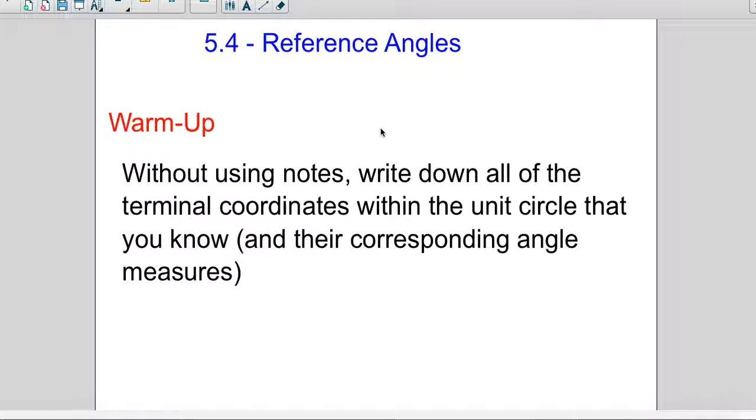You can pause the video, think of all the terminal coordinates that you know off the top of your head, and then resume it when you've written them down. So the terminal coordinates that you should know, right? The obvious ones are 1 comma 0 and the 0 comma 1s. And they could be negative 1s as well.